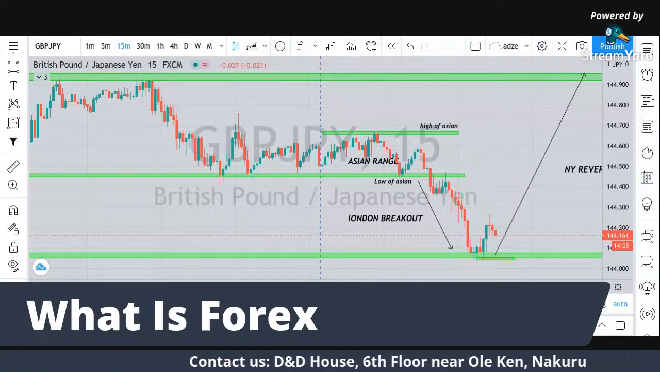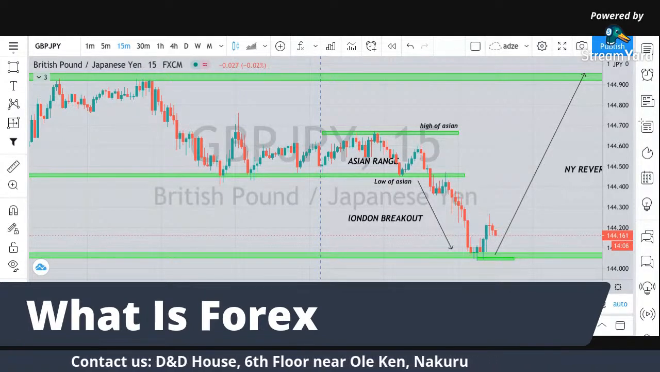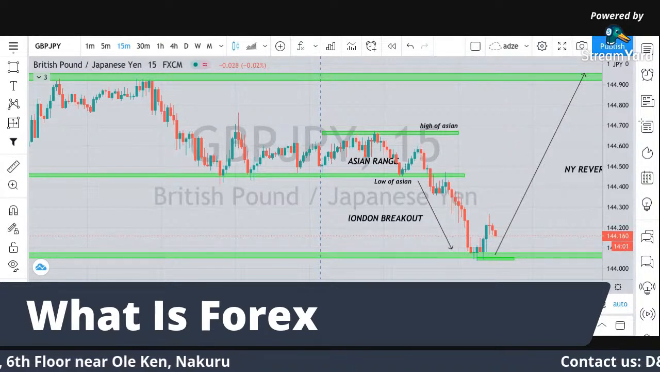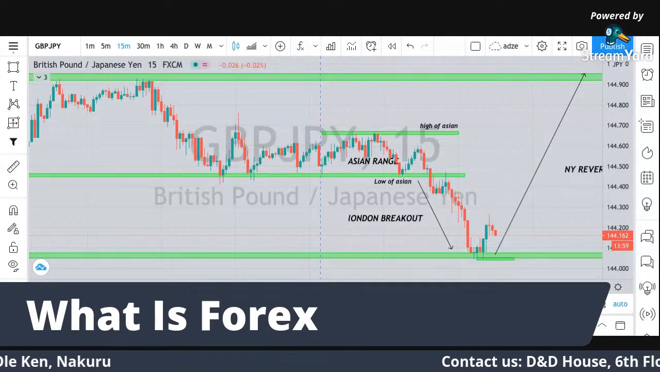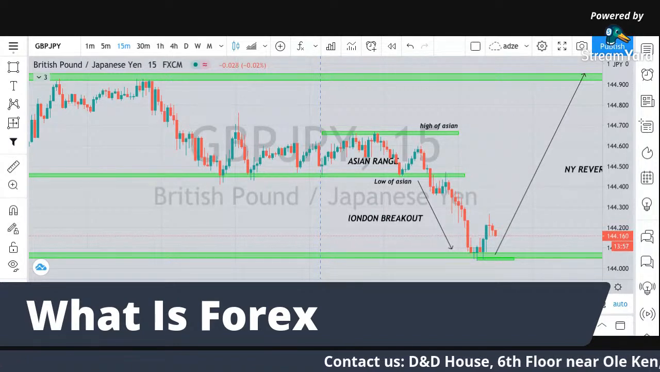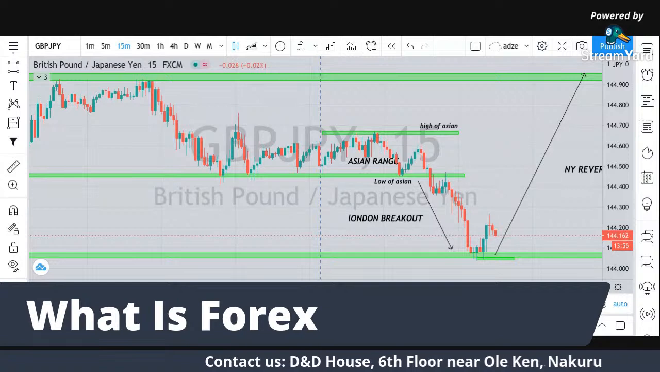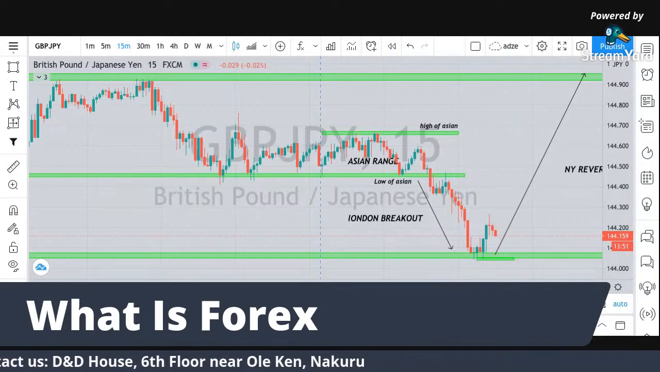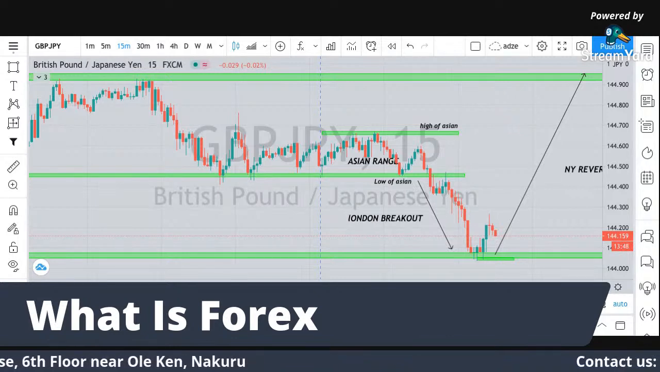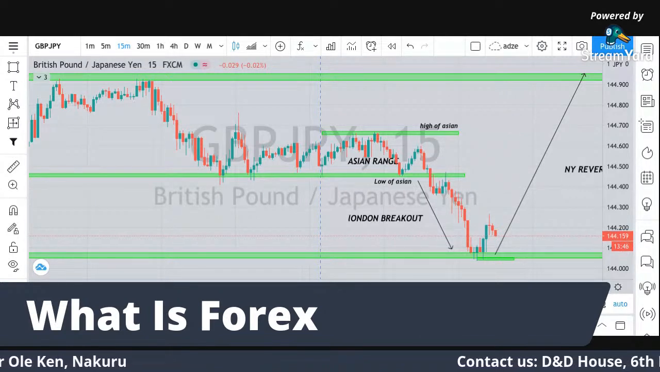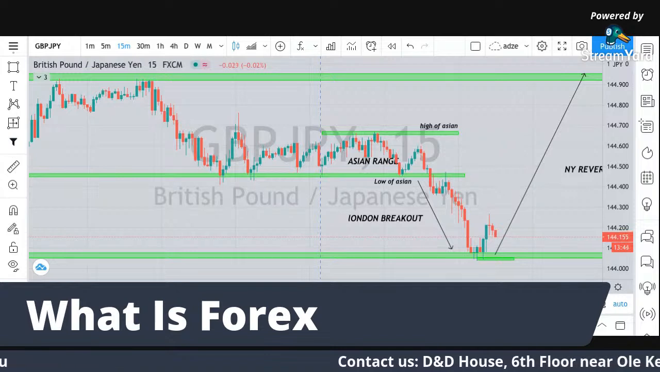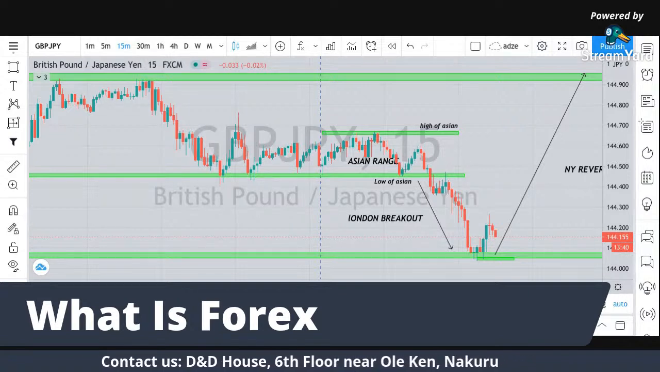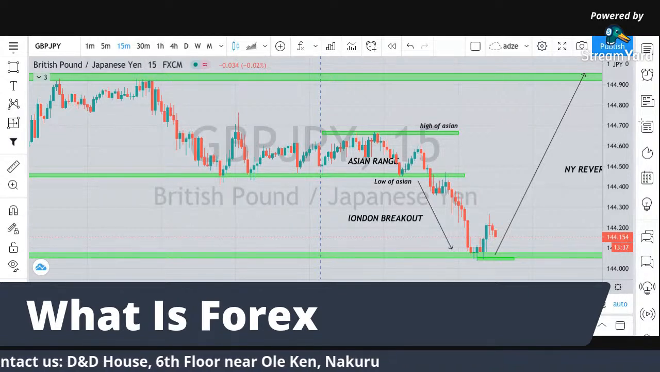So basically that's what you need to start Forex in Kenya. It's not complicated, it's easy. You can even do it within two minutes. If you're registering with a broker, you open an account with them, they provide the trading account, you provide the proof of address and the proof of identity, and that's it. You can start trading.